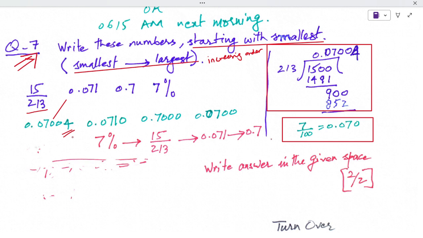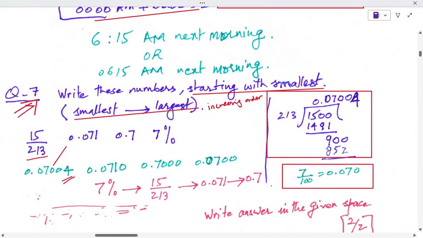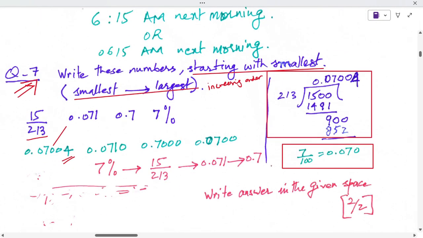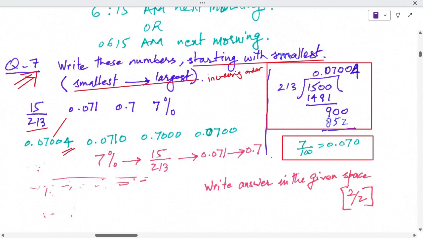Then we have 0.071 and then we have 0.7. 0.7 is the largest number. When we write it down in the increasing order like this, we get 2 marks out of 2.